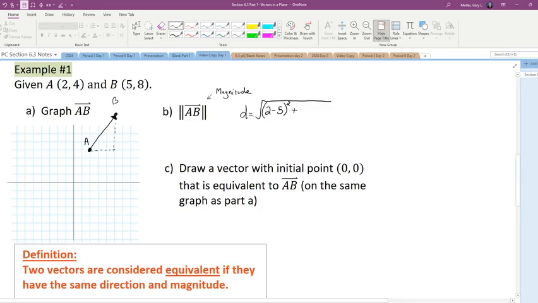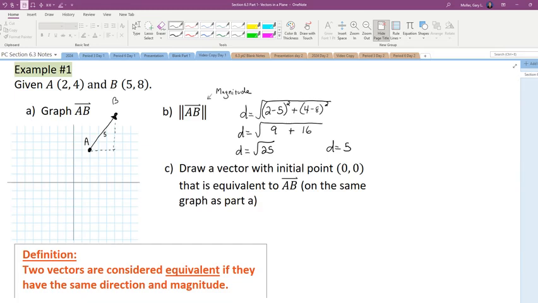Plus 4 minus 8 squared. So the distance equals the square root of negative 3 squared is 9, plus 4 minus 8 is negative 4, squared is 16. So my distance equals the square root of 25, which is a distance of 5. So 5.